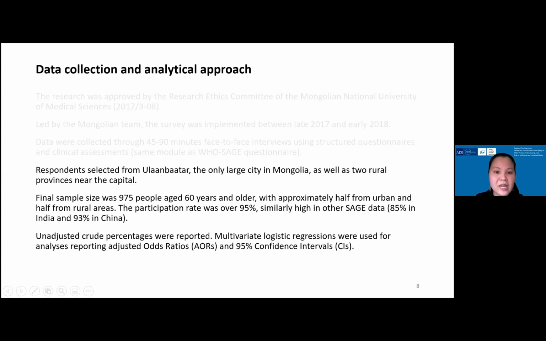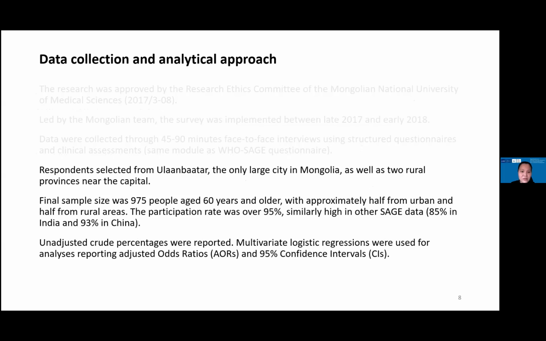The respondents, as mentioned, are mainly from Ulaanbaatar, but we also use 2 rural provinces near the capital. The final sample size is 975 people aged 60 years and older, up to 93. Approximately half are from urban areas, which is a combination of ger and apartment areas, and half from rural areas. The participation rate is 95%, which is quite high but similar to other SAGE Asian countries, India and China. We report unadjusted crude percentages, but also multivariate logistic regressions with odds ratios and confidence intervals.